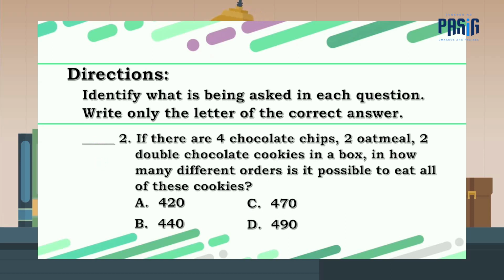For number two, if there are 4 chocolate chips, 2 oatmeal, 2 double chocolate cookies in a box, in how many different orders is it possible to eat all of these cookies? Is it A, B, C, or D? The correct answer is letter A.